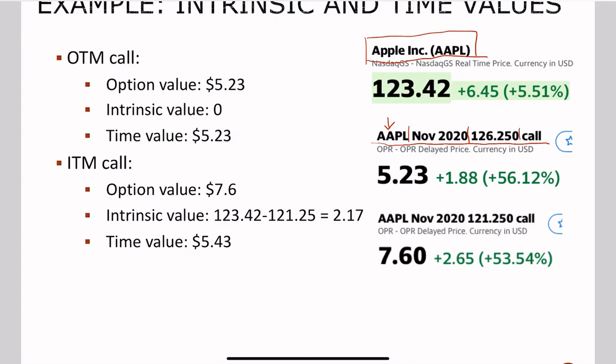And what is this? Well, this guy obviously is the exercise price. And this tells you it's a call option. And the call option has a value of $5.23. Now you can see that we have this third guy here. It's a different call. You can see that it has the same expiration date. The only difference is it has a lower exercise price at $121.25, and it has a higher price.